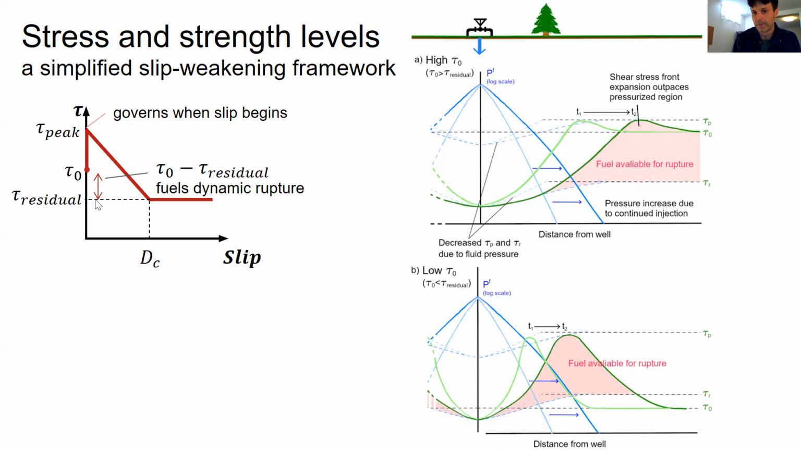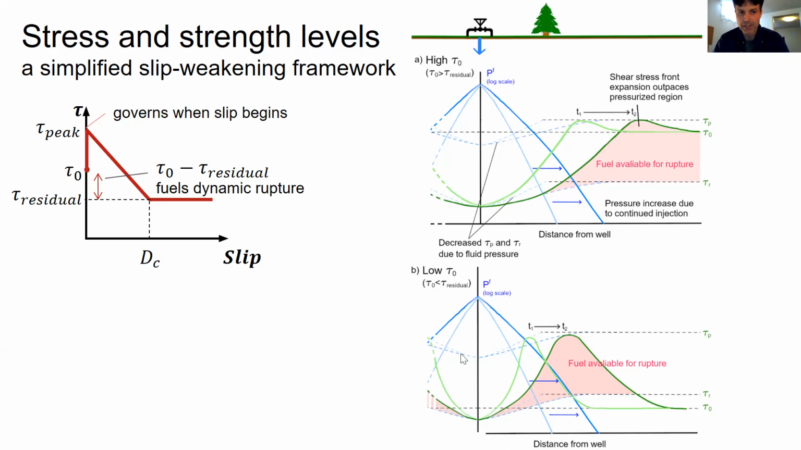And so this is our little schematic diagram of the two different cases, where in the high initial stress case, the initial stress was higher than the residual strength. So there's fuel for rupture. All you have to do with fluid injection is get a dynamic rupture to initiate, and once you do, it's just going to run. Then it's either got to propagate into a region where the initial stress was lower, or it's got to hit some sort of a barrier like a fault bend or something that stops the rupture.